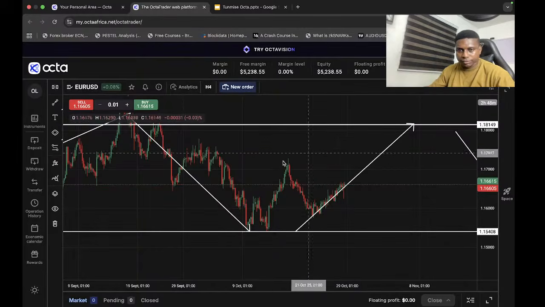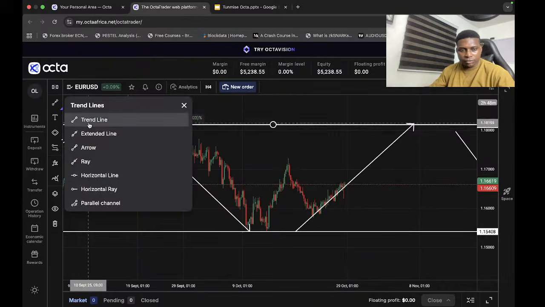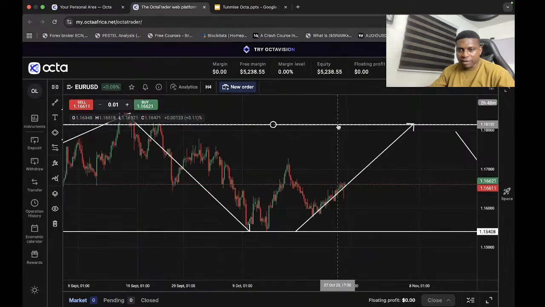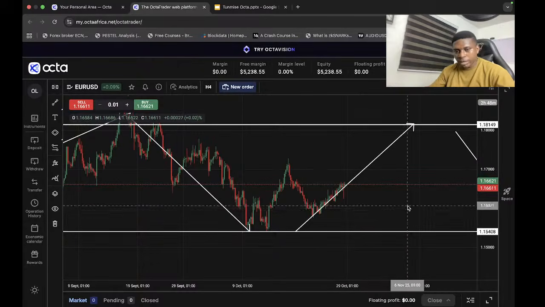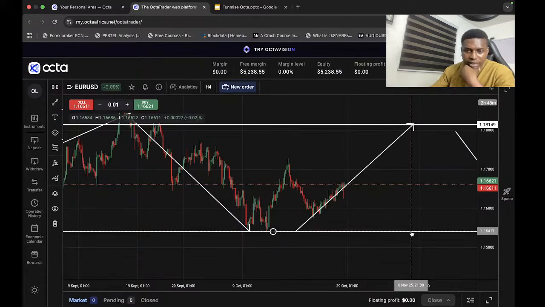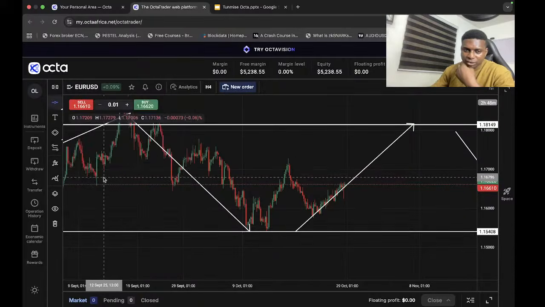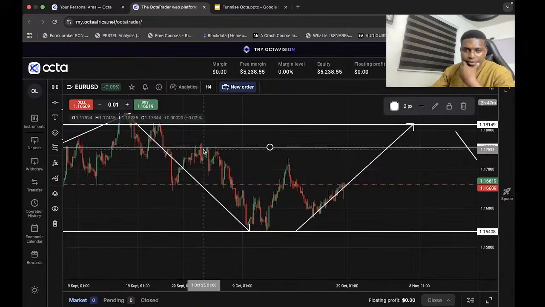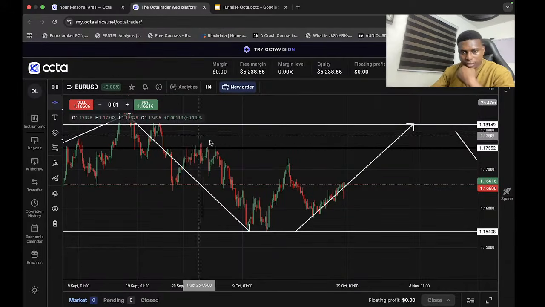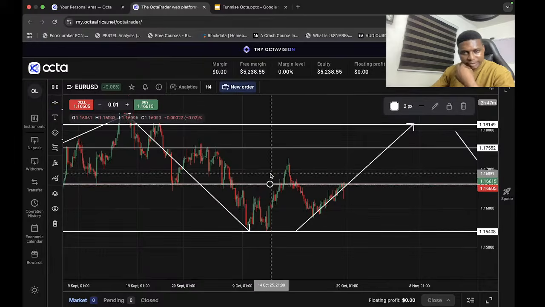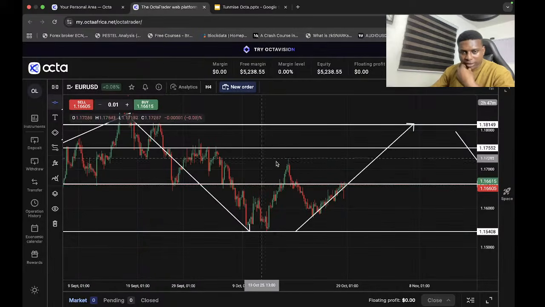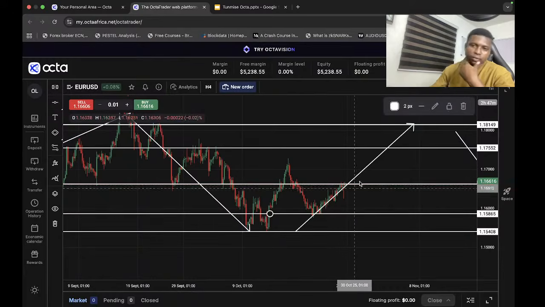So let's do this. So this level here is our key resistance level, and this level here is our key support level. Now let's look at other support and resistance zones within the line. So we can see one resistance zone here, another resistance zone here, then another, this is a support zone.